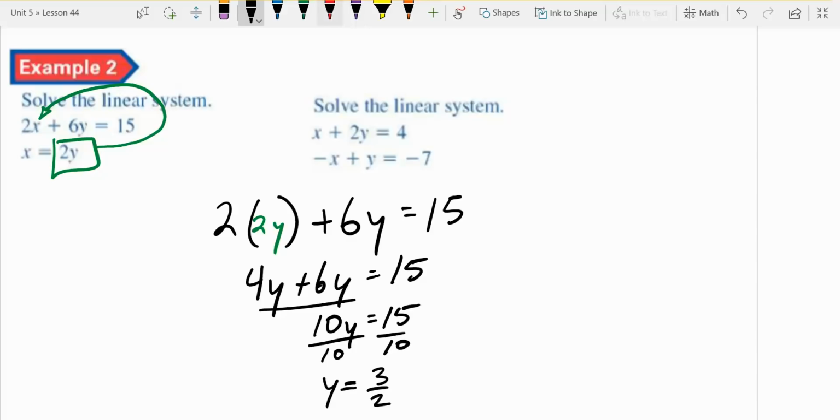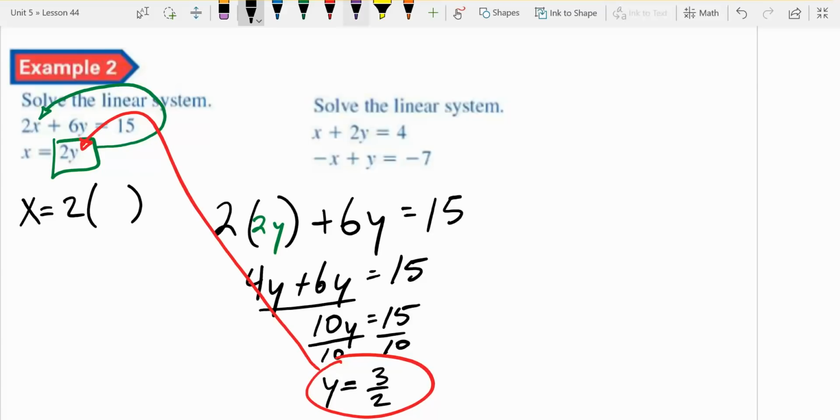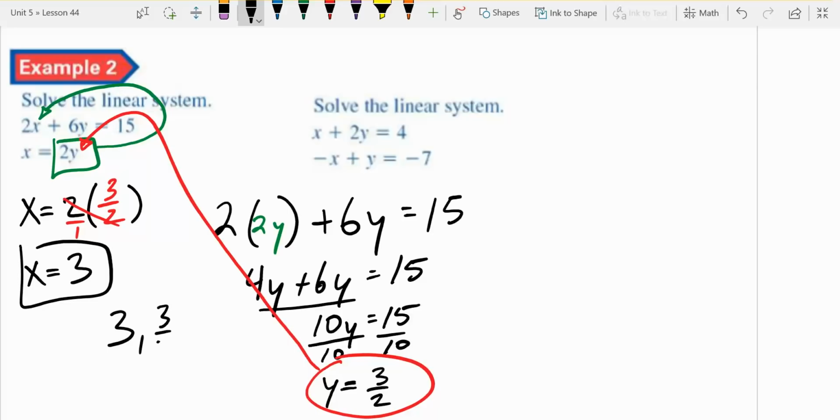We'll divide by 10 and we'll get y equals 3/2, and now we'll substitute that in for y over here, and so we'll get x equals 2 times y, and we're substituting in a 3/2. Well, that's 2 over 1. Our 2's simplify, and we get x equals 3. So that's the point 3, 3/2.